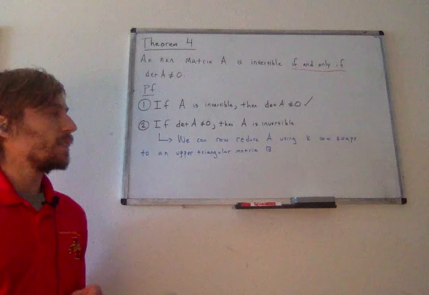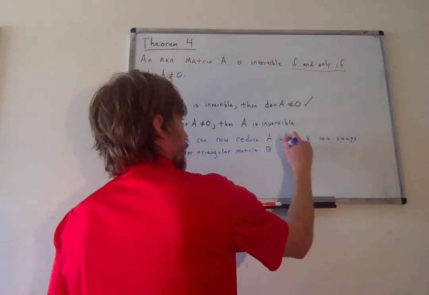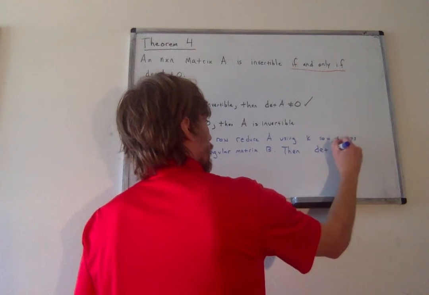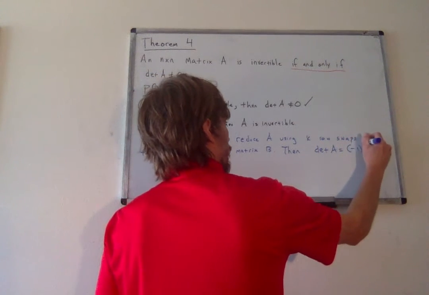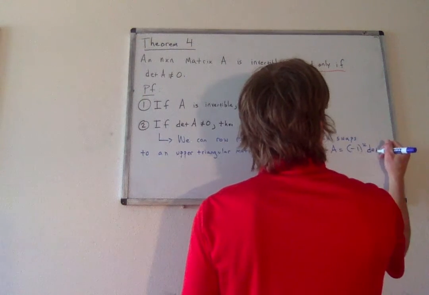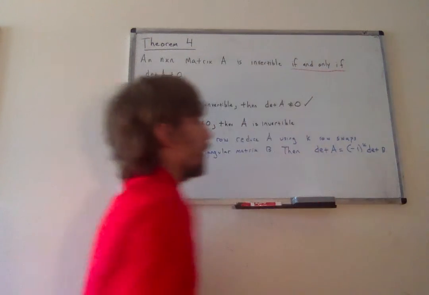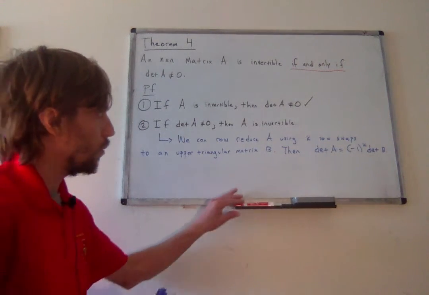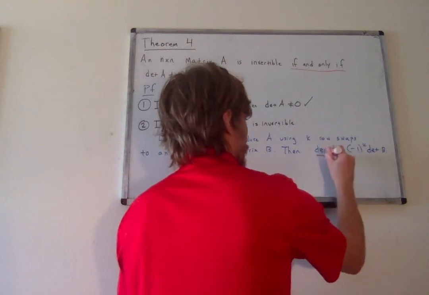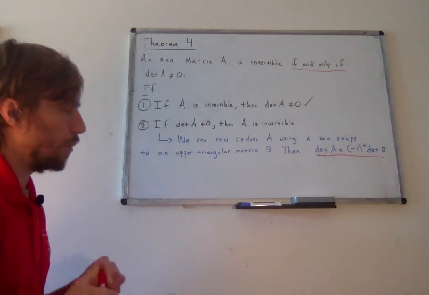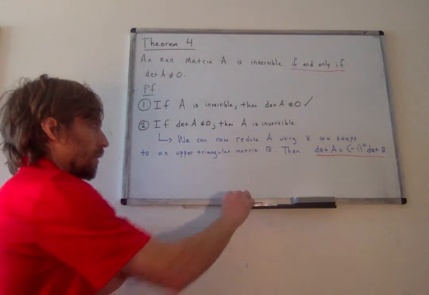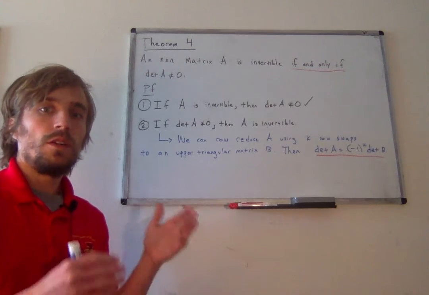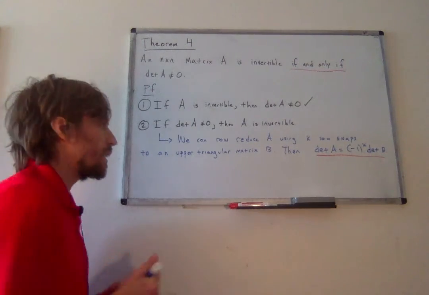All right, so why does this help us? Well, we know that in doing so, the determinant of A is equal to (-1)^k times the determinant of B. Why does that help us? Because if the determinant of B, which remember is the product of its diagonal entries, is non-zero, then we know B can row reduce to the identity matrix.